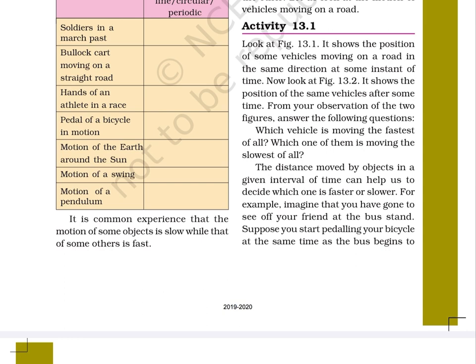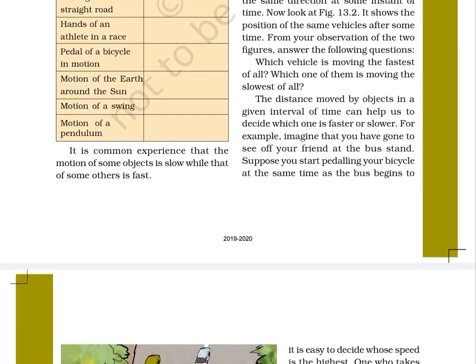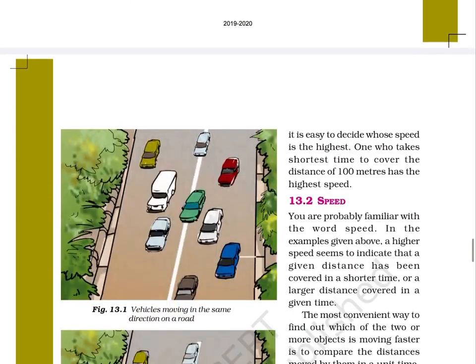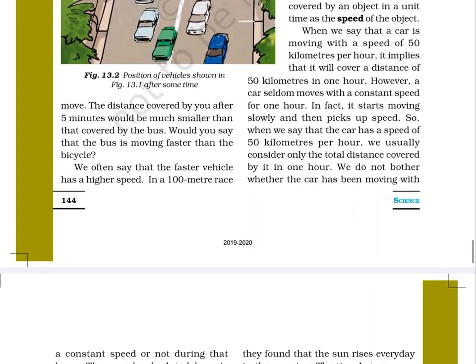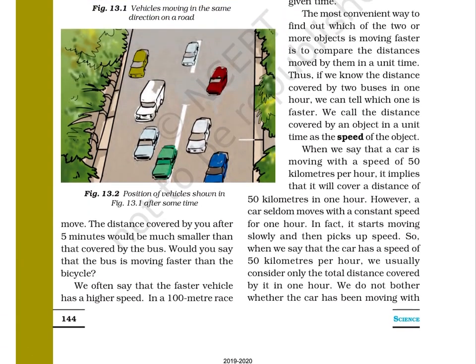The distance moved by objects in a given interval of time can help us to decide which one is faster or slower. For example, imagine that you have gone to see off your friend at the bus stand. Suppose you start pedaling your bicycle at the same time as the bus begins to move. Page 144. The distance covered by you after 5 minutes would be much smaller than that covered by the bus. Would you say that the bus is moving faster than the bicycle?